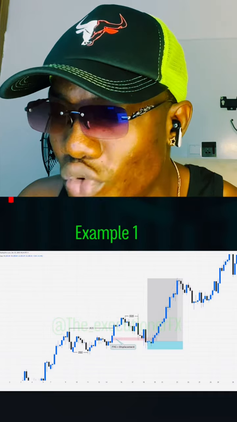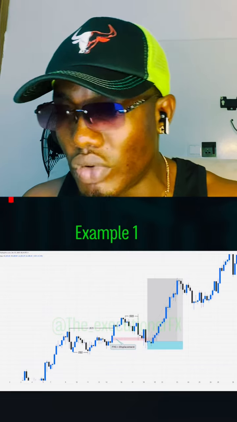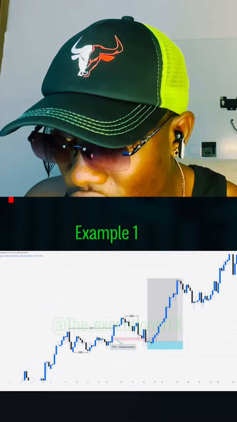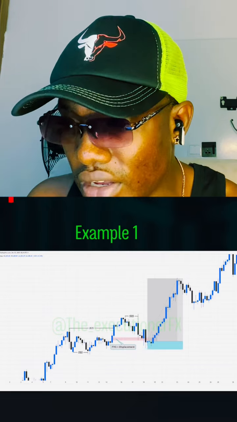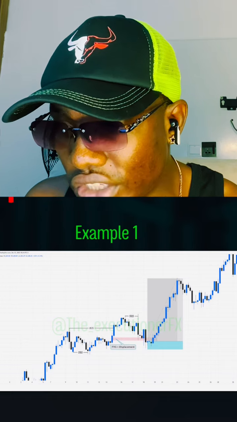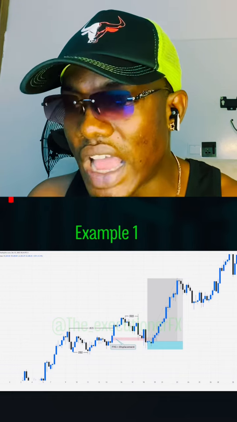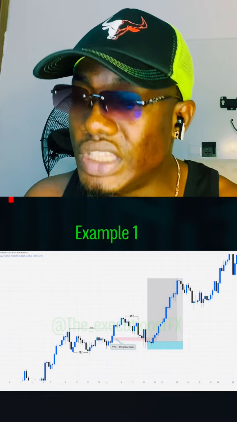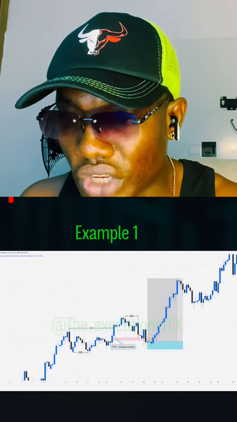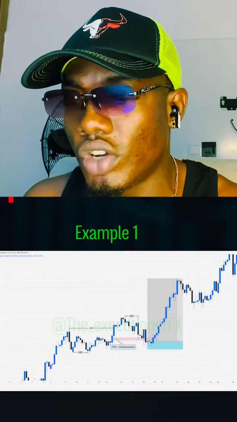Now we have a pullback into the rejection block. The first pullback came to the first value gap. All right, and then it induced again. It's going to induce early buyers here, and then come back for another stop on. We did not go below the rejection block, and after that the distribution phase started.